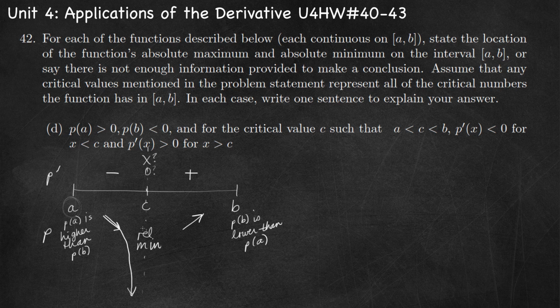But we can now get the absolute maximum. Unlike the other problem, we have a little more information. We know that the left endpoint is higher up on the graph than the right endpoint. So P has an absolute max at x equals A.